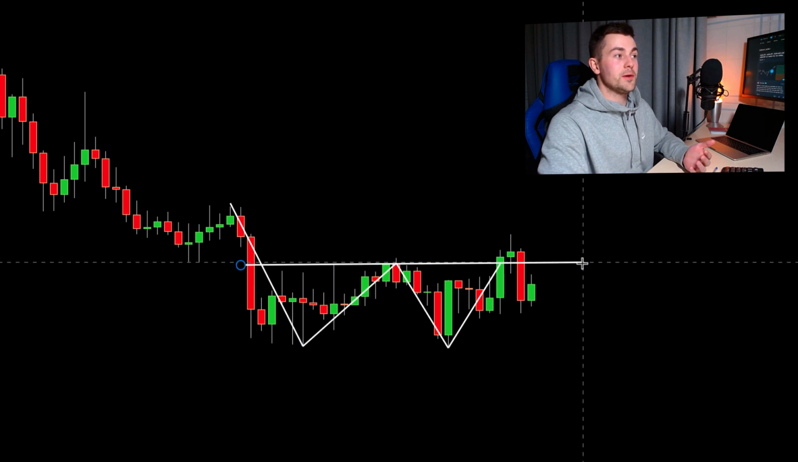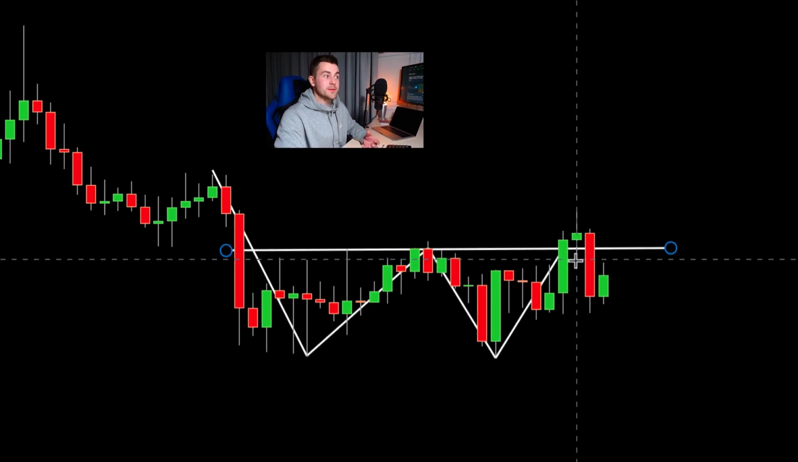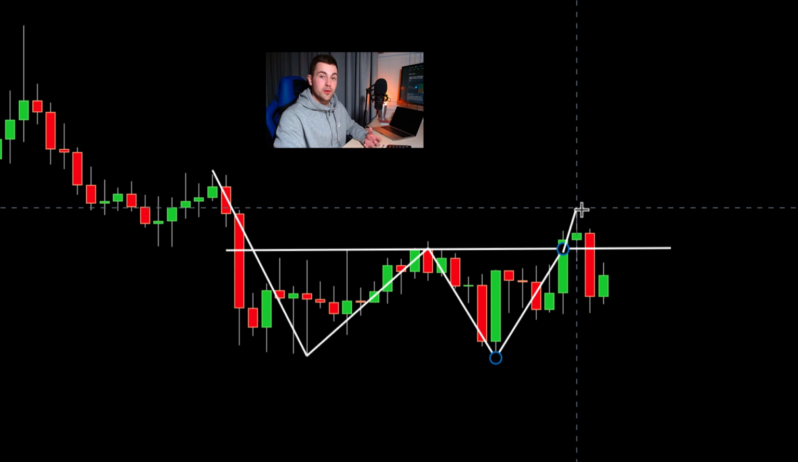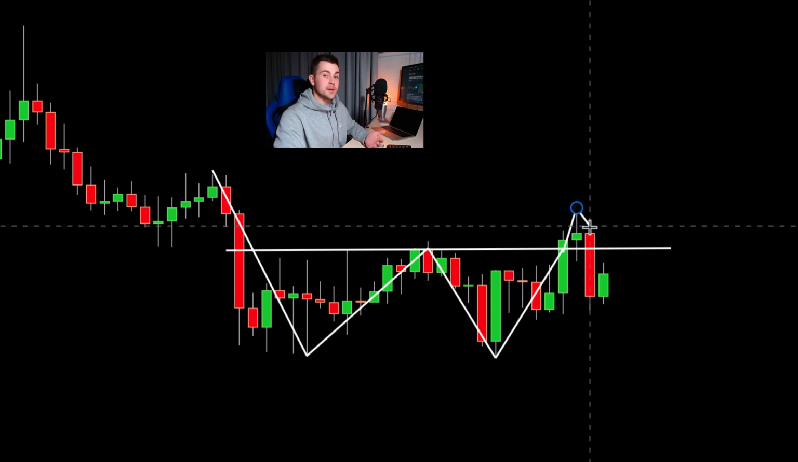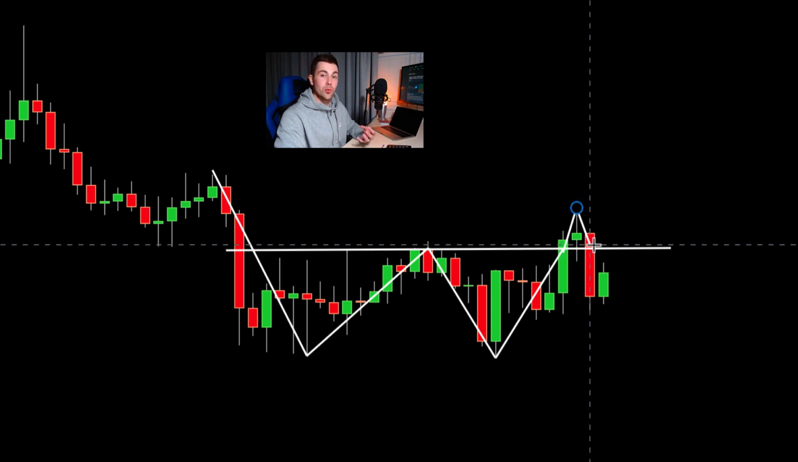Yes, so over here we have our neckline. What happens next? The market violates the neckline to the upside, yes, and for us it is a very strong bullish signal, and now we expect a strong bullish continuation.